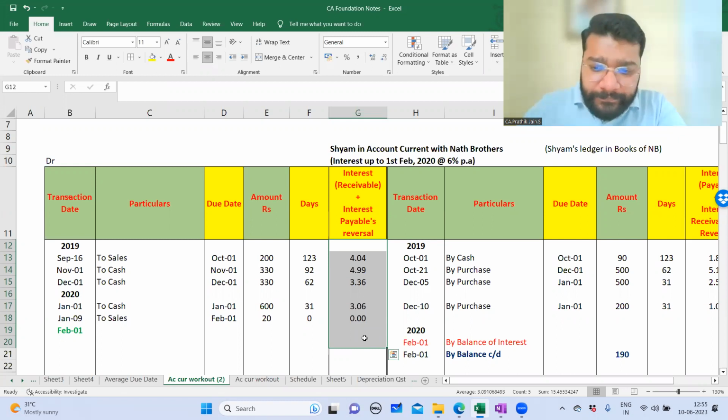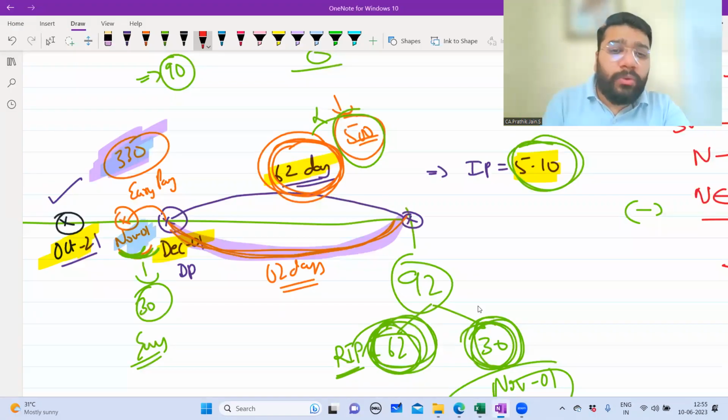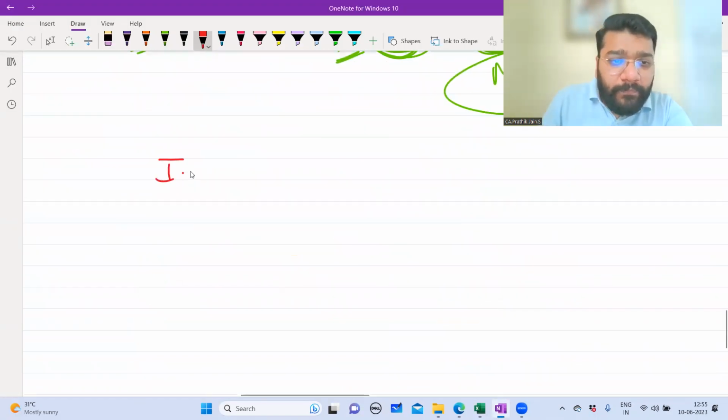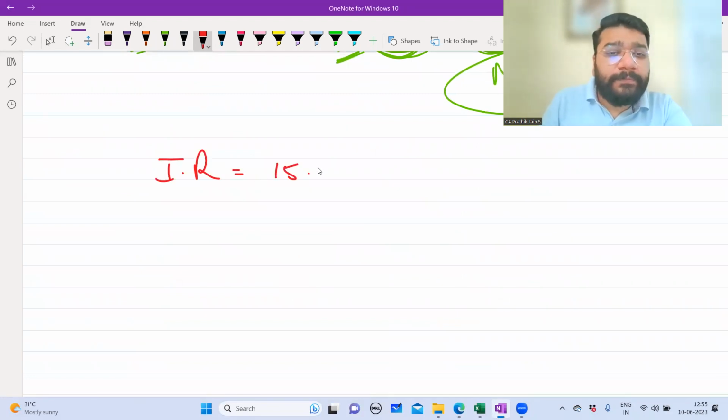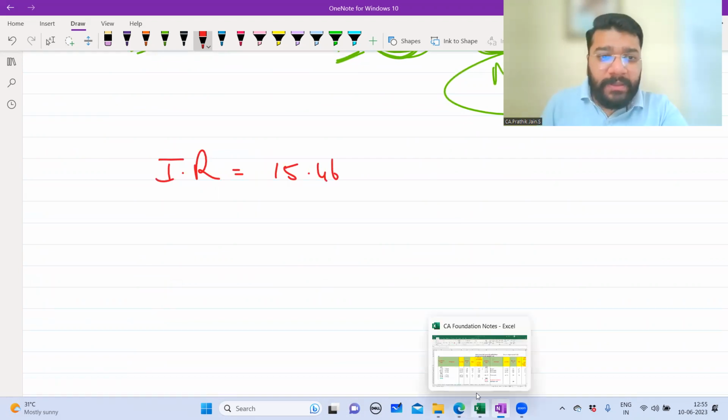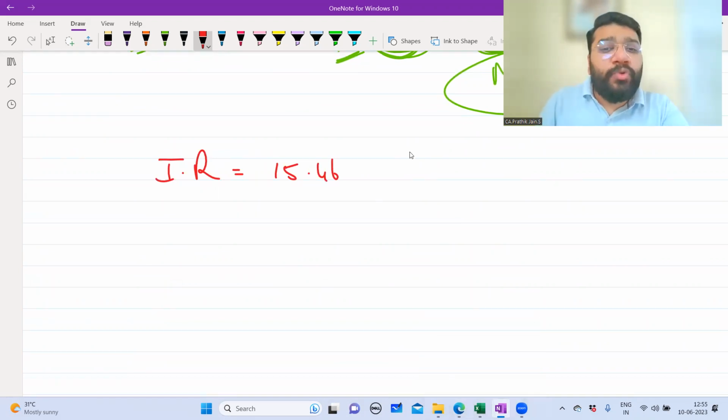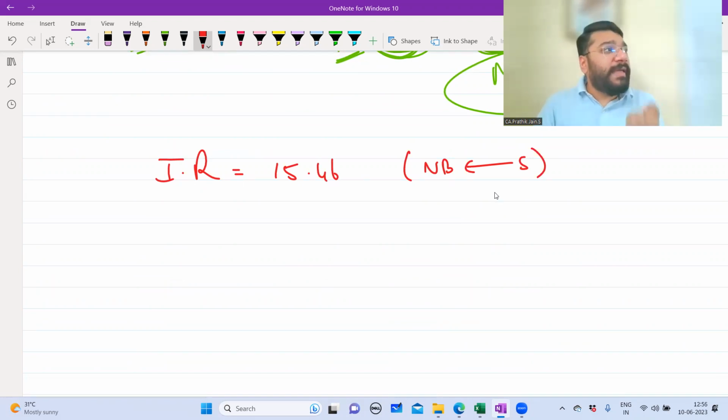Interest receivable. What is the total, please? 15.46. Okay, perfect. Interest receivable means who has to receive money from whom? Nath Brothers has to receive from Sham. Correct? Anything that I have to receive in future is receivable. So I need to receive from whom? Sham. So 15.46, Nath Brothers has to receive from Sham. Look at the arrow mark.